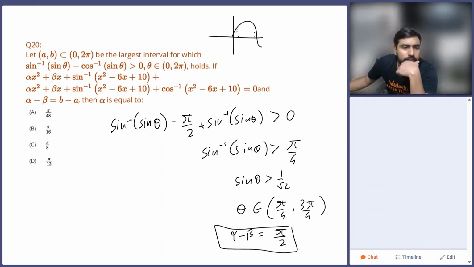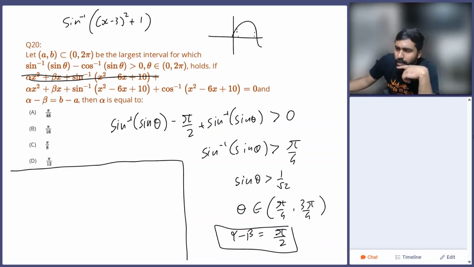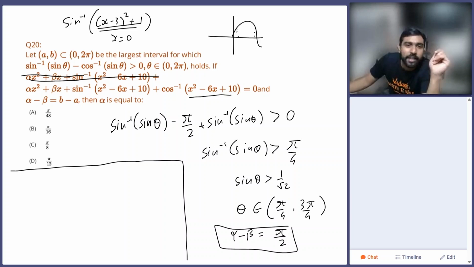Next, let's look at this. We have alpha x square plus beta x plus sine inverse of x square minus 6x plus 10 plus cos inverse of x square minus 6x plus 10 equals 0. Let's check the domain. Inside sine inverse and cos inverse, what do I have? x square minus 6x plus 10. Can I say this is x minus 3 whole square plus 1? x square minus 6x plus 9 is x minus 3 whole square, plus 1. This is a bit of a problem because x minus 3 whole square is always greater than or equal to 0. So the only value that will satisfy the domain of sine inverse, and the same for cos inverse, is x equal to 3. So I've got x value as 3.